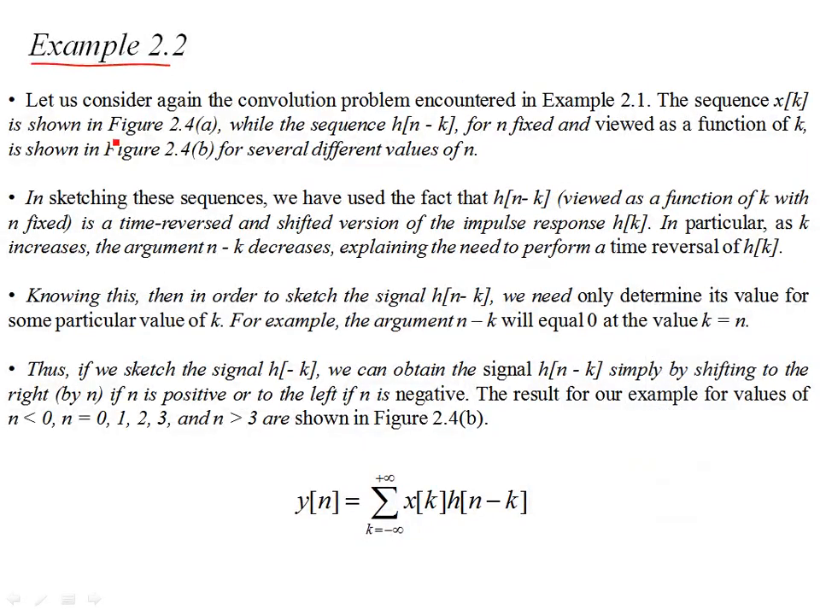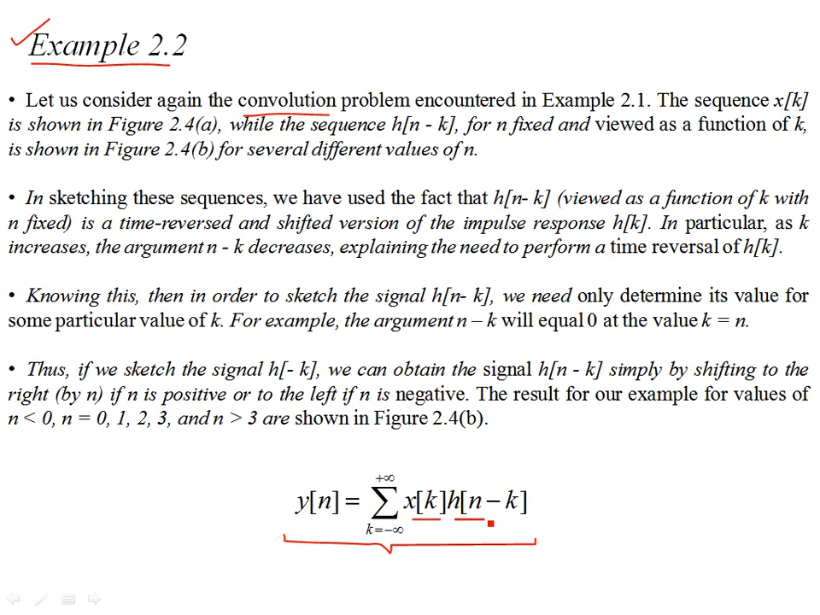This is example 2.2 from the course text, and it illustrates the graphical interpretation of the convolution sum that we have talked about earlier. If you recall, the output y of n of a discrete time LTI system to which the input x of n is applied, since the system is linear, will consist of the superposition of the weighted impulse responses of the system.